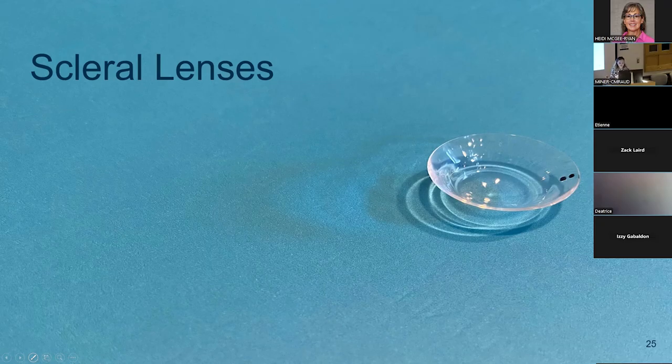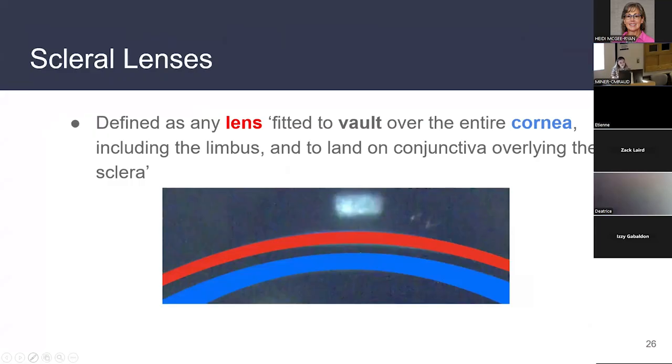Okay, so moving on to something much bigger, and also moving on from some skills to more of a knowledge level. So this is a scleral lens. I'm sure we're all somewhat familiar with those. They're traditionally much larger than corneal gas permeable lenses. Scleral lenses are defined as any lens that is fitted to vault over the entire cornea. What does that actually mean?